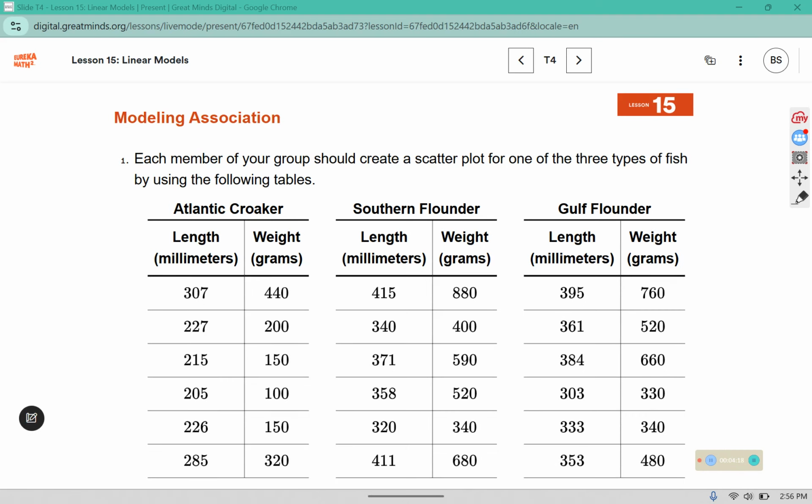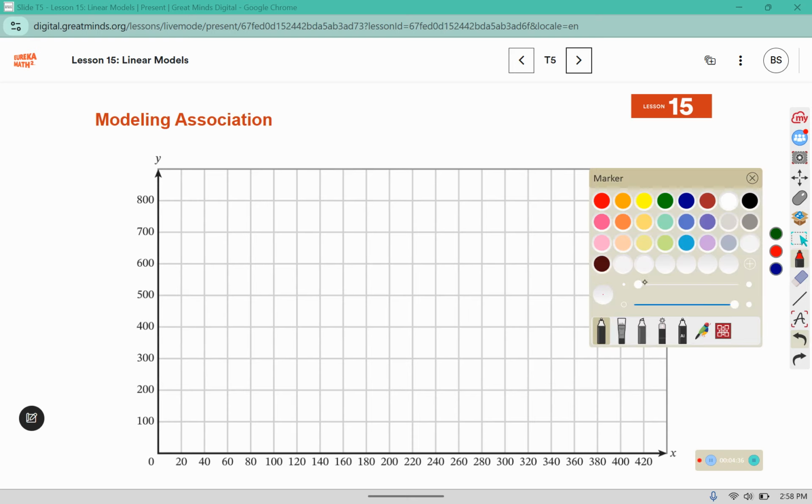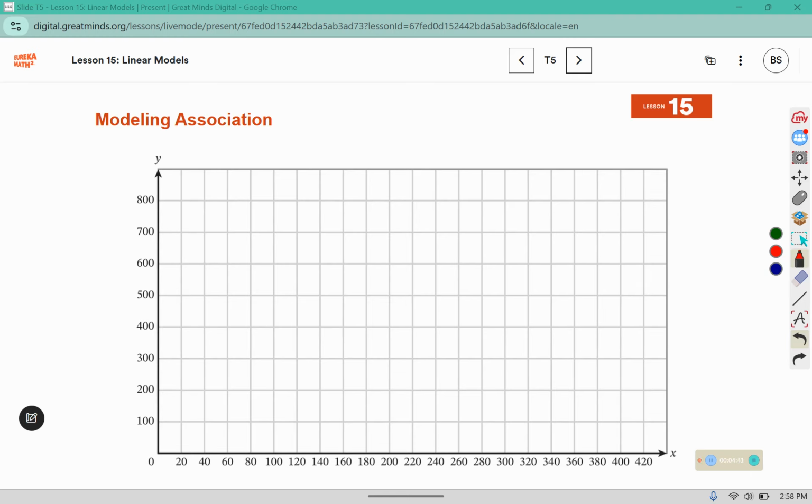Each member of your group should create a scatter plot for one of the 3 types of fish by using the following tables. So you as an individual will only be responsible for completing one scatter plot. We are going to do the southern flounder. That first point in the southern flounder is 415, 880. So we're going to go over to 415 and up to 880.